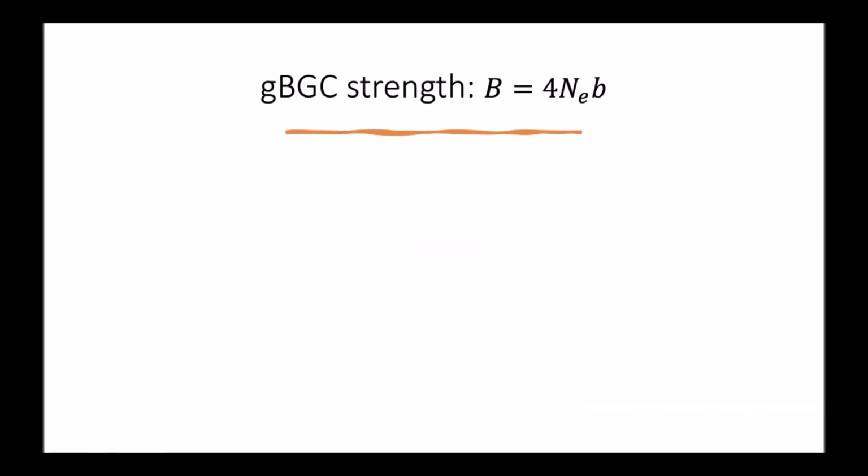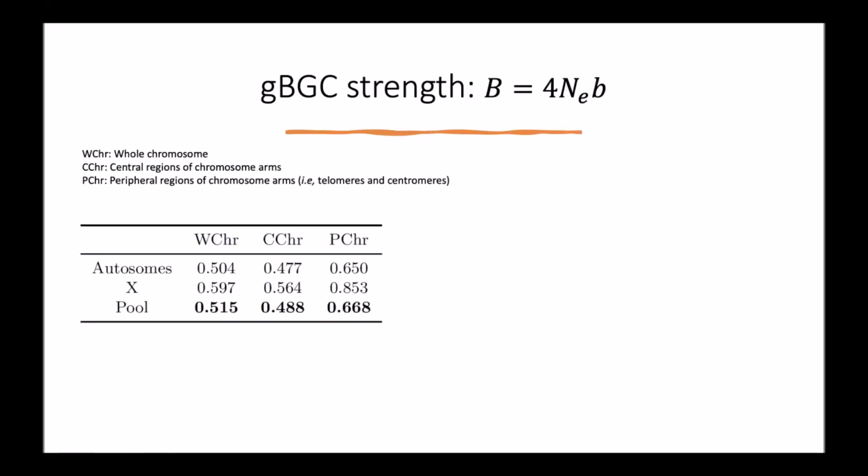Since I observed the effect of this force in my diversity patterns, I wanted to see what the strength of it is. So I estimated B from the site frequency spectra data, given here for the autosome and X, and for the whole chromosome, central and the peripheral regions. The pool data means that I estimated after I combined the autosome and X data.